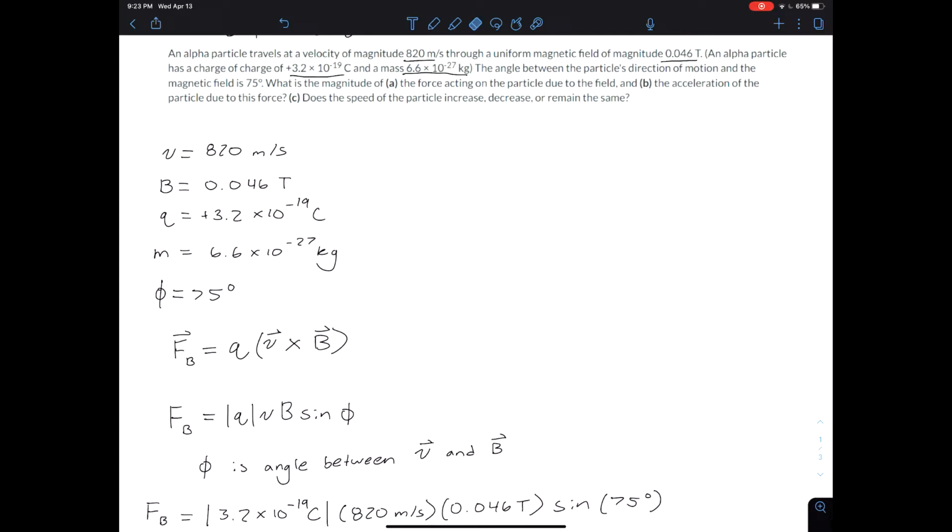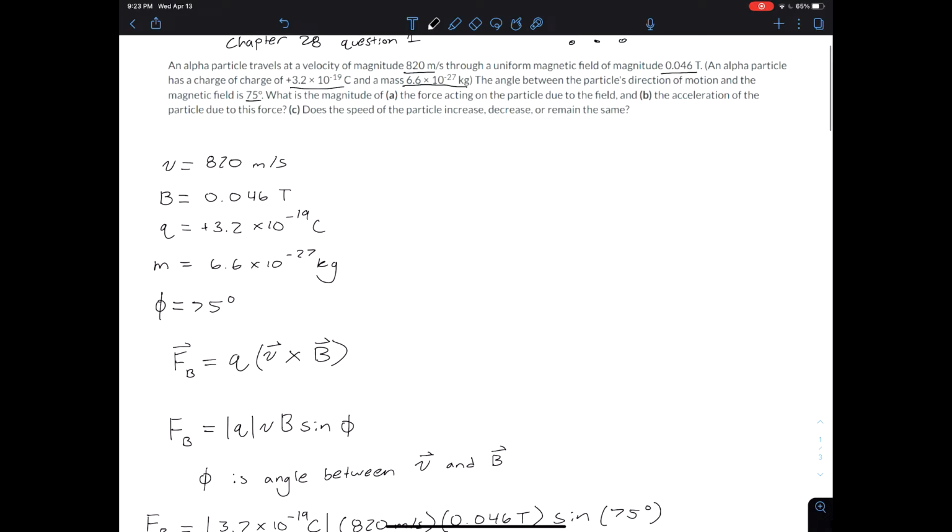And we know that the angle between the particle's direction of motion and the magnetic field is 75 degrees. So we have all these values written down here, and phi would be the angle between the velocity vector and the magnetic field vector.